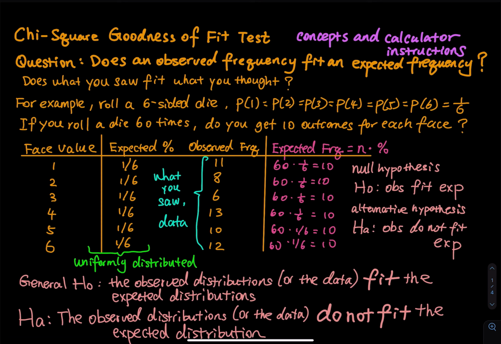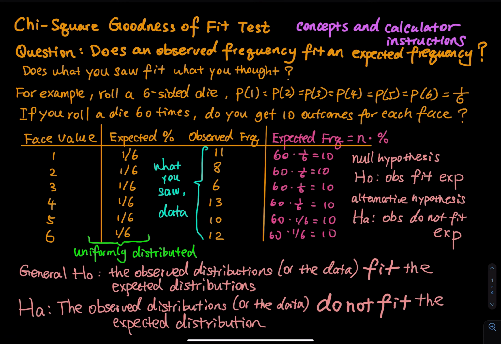How about this? Write this down. When you do a chi-square goodness of fit test, H0 is fit, HA is not fit. So that is the easiest way to memorize H0 and HA, fit versus not fit. In general, for H0 in a complete sentence, you have to say the observed distribution or the data fit the expected distribution. The HA uses the same sentence. The only difference is you change fit to do not fit. So observed do not fit expected versus observed fit expected. So that is for H0 and HA.